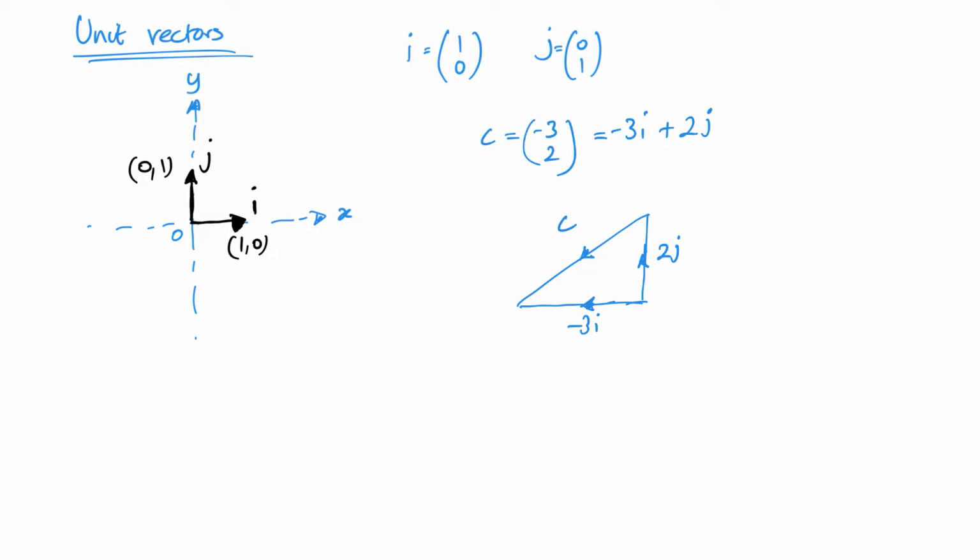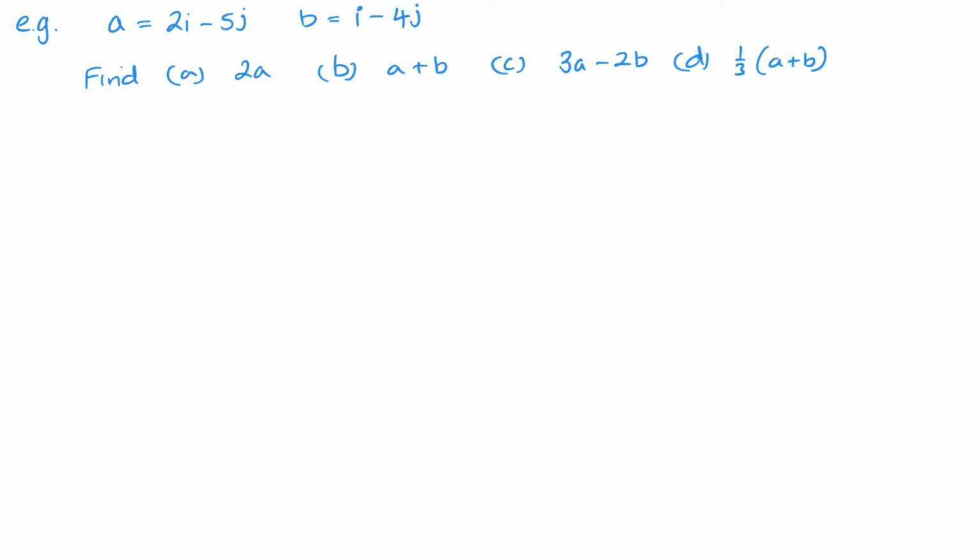So just in terms of algebra, like we did with the others, if I have the vector PQ, that means it can be written as pi plus qj. Now, let's have a look at our first example. We've got two vectors, vector a, which is 2i minus 5j, and vector b, which is i minus 4j. And the first one we want to find 2a.